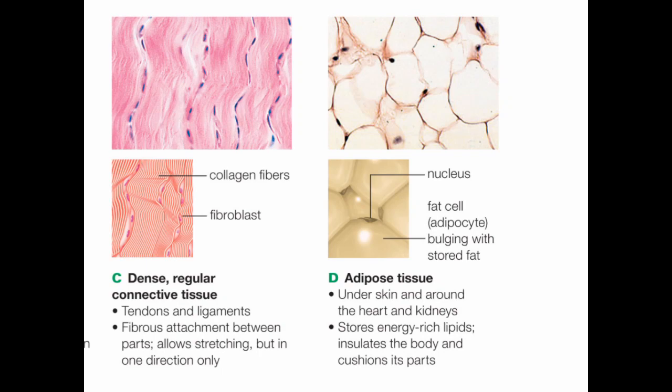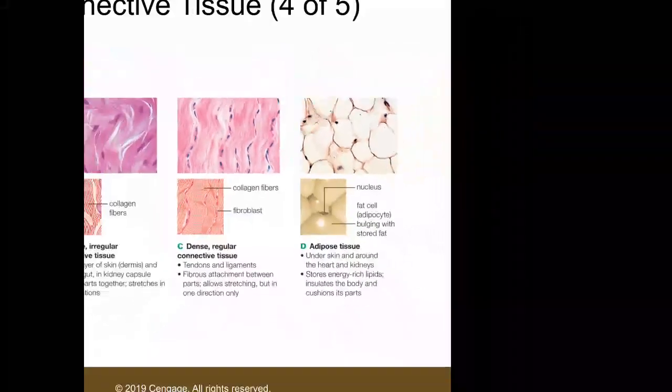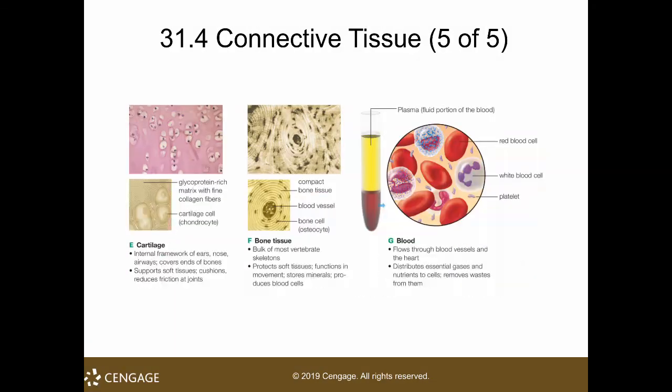An example here is the adipose tissue. As you can see, it's actually blobs. They are rich in fat, so they are fat cells. The adipose tissues are the fat cells. They are bulgy tissues, and they're actually quite similar to your squamous epithelial tissue, but they are not epithelial tissue. They lie under the skin and surround the heart and the kidney. They store energy-rich lipids, insulate the body parts, and also cushion some body parts.